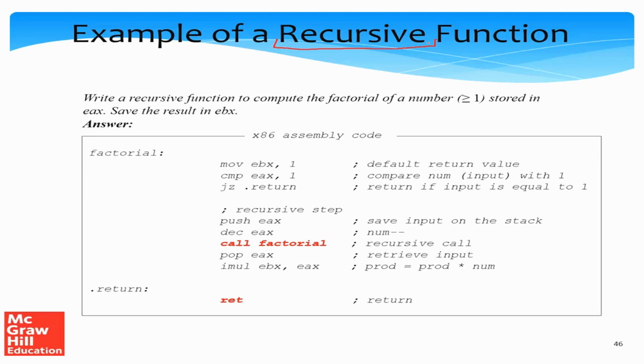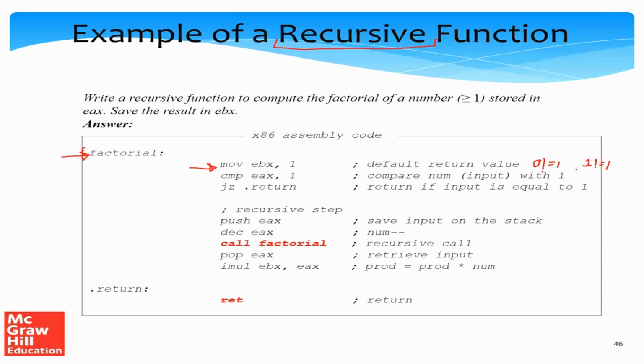Alright, so let's start. The name of the function is factorial. Whenever we jump, we essentially jump to this point. Here we put 1 in EBX. This is the default return value. Recall that 0 factorial is equal to 1. 1 factorial is also equal to 1. So basically the default return value, we put it in EBX.